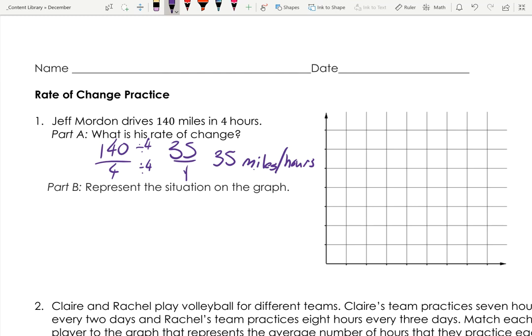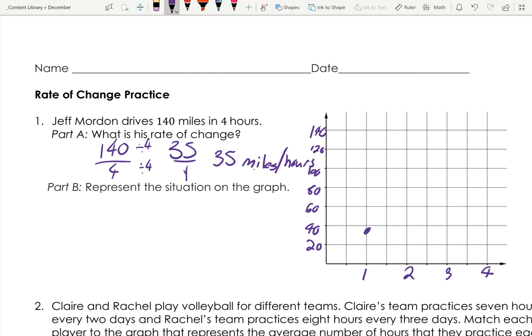Represent the situation on a graph. Well, that's pretty simple. Since we got the space here, we'll separate this out. 1, 2, 3, 4. And we'll also put by miles. Let's see, we got to go up to 140. So let's do it by 20, 40, 60, 80, 100, 120, 140. Okay, so 1 hour would be 35 miles. So that'd be something like right about there.